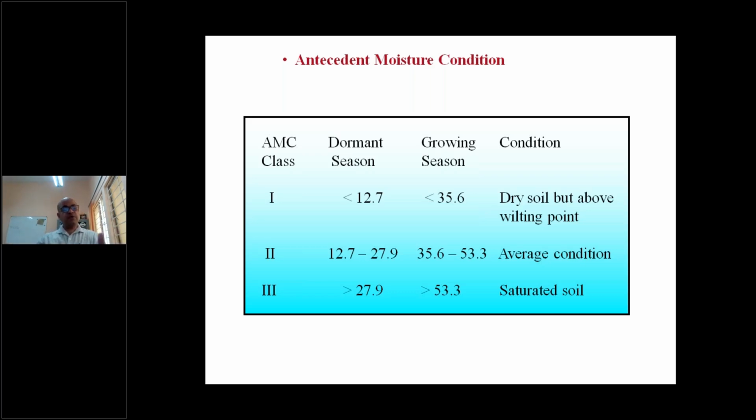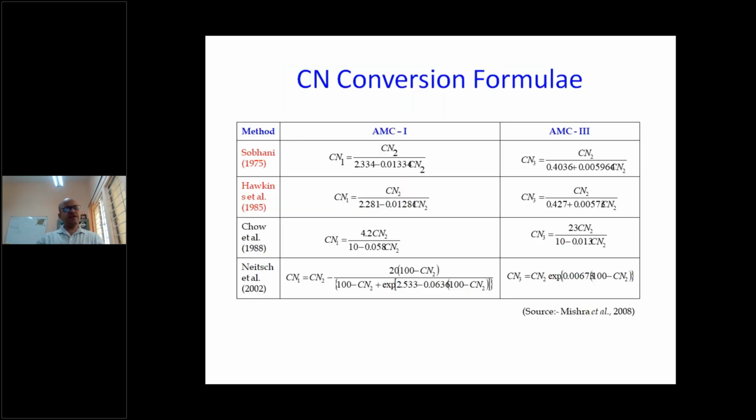But this may not remain true throughout my study time period. The last 5 days rainfall may become more than 27.9, or it may become more than 53.3. Then what I have to do, I have to correct my curve number for the antecedent moisture condition. So how do we correct it? There are various formulas available, out of which we generally prefer Chow's formula for converting curve number of AMC condition 2 to curve number of AMC condition 1, and Hawkins formula to convert curve number 2 to curve number 3.